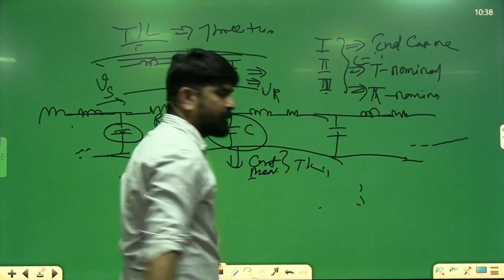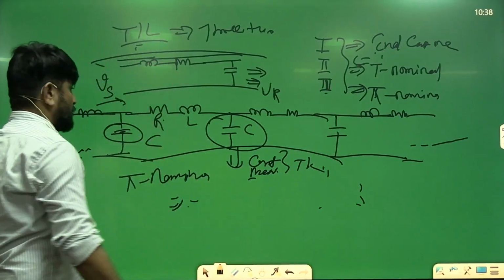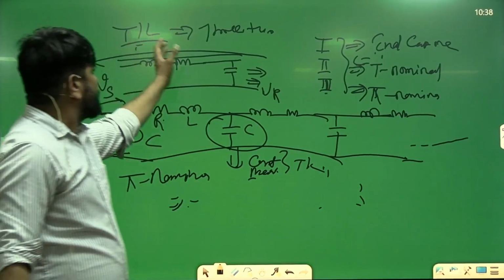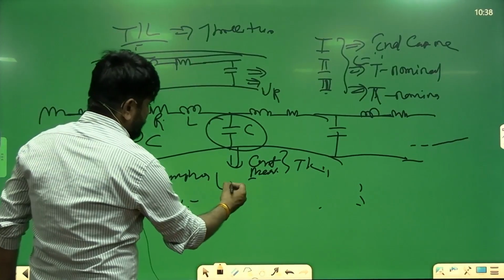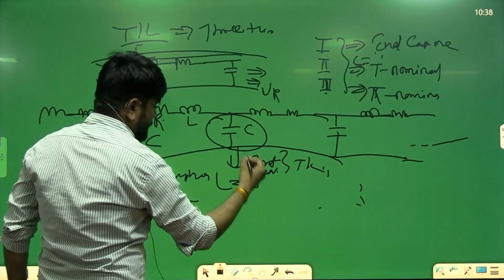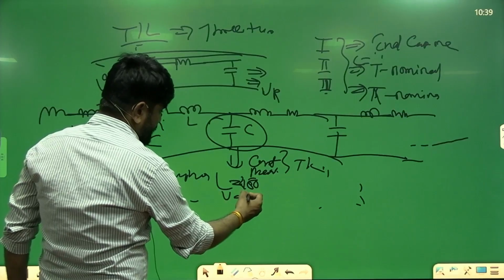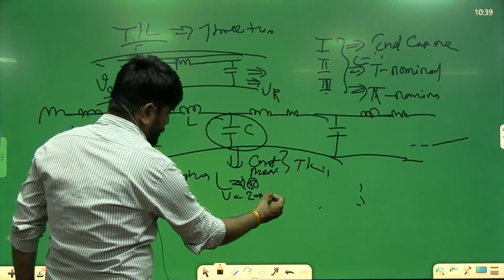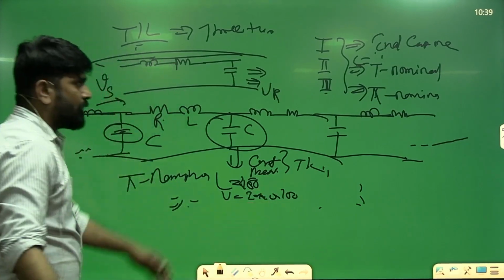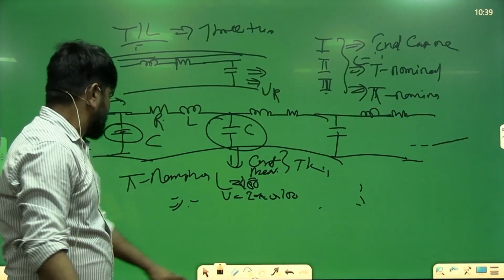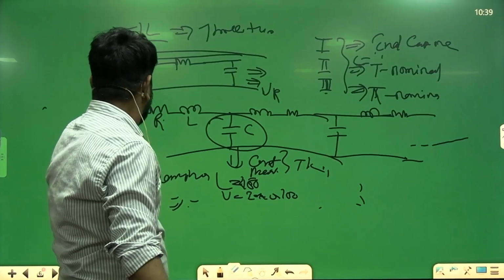This is all in the medium transmission line. In this, the length will be less than 150 km. Then the voltage will be 20 kV to 100 kV, and we consider all in this. Then we proceed to the long transmission line.